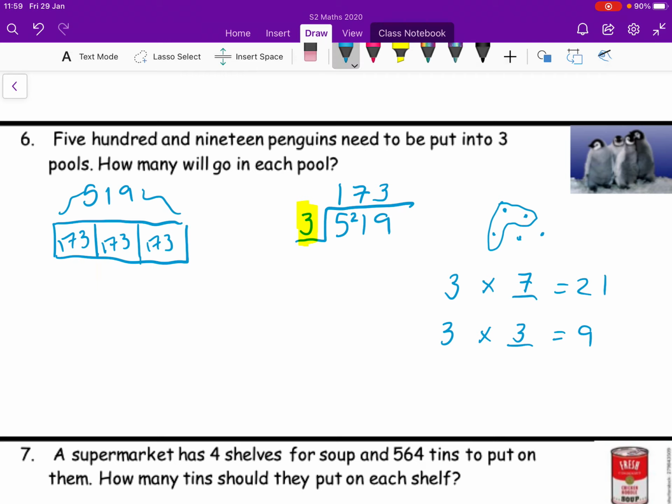So I make sure I answer the question at the end. It says how many will go in each pool. So remember the question was you were trying to share the total number of penguins between the 3 pools. So it will be 173 penguins in each pool.